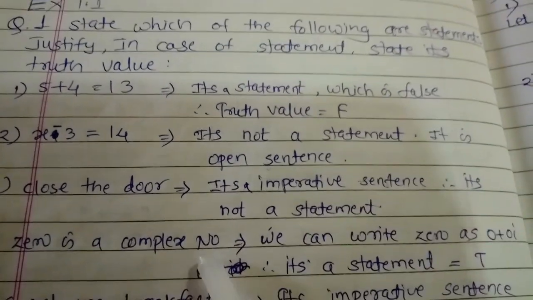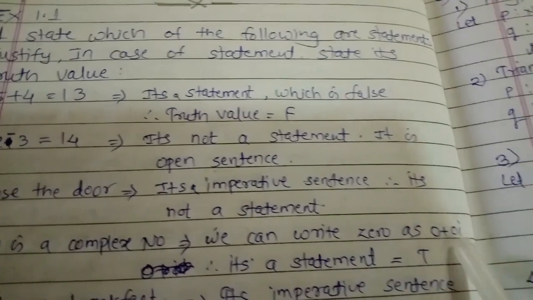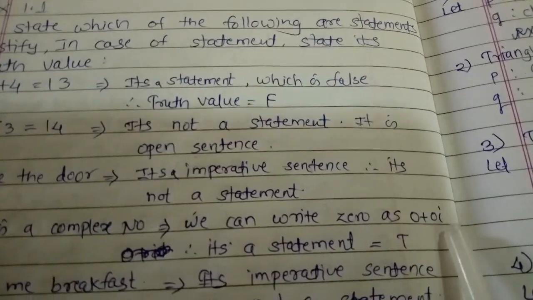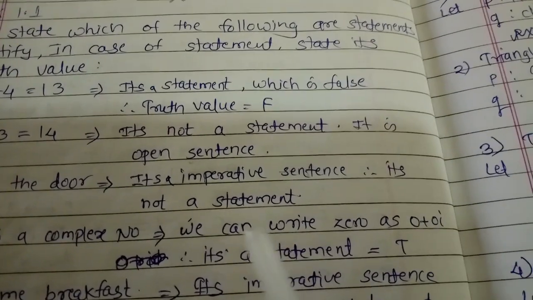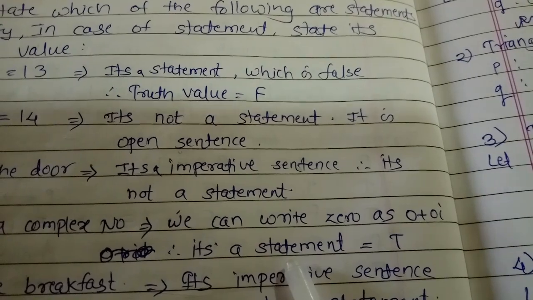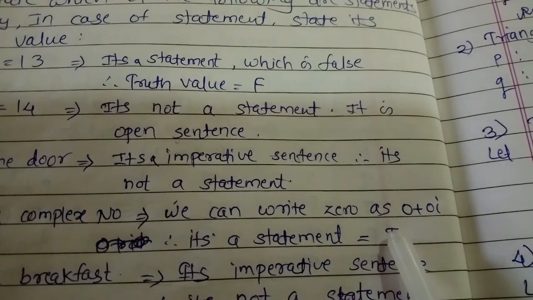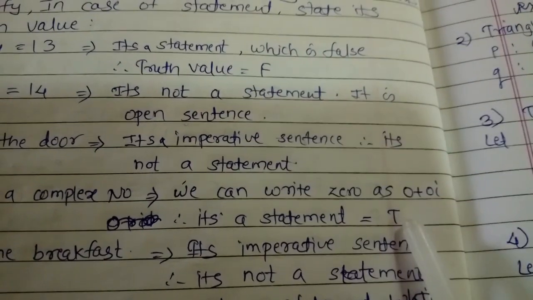Next one, 0 is a complex number. You know that we can write 0 as 0 plus 0i. Every complex number we can write in the form a plus bi, so we can also write 0 like that, 0 plus 0i. So it is a statement, and its truth value is true, which we can also write as T.